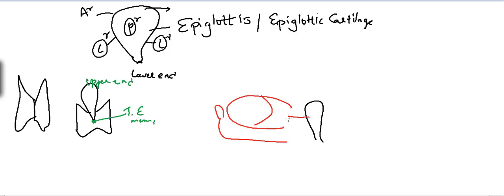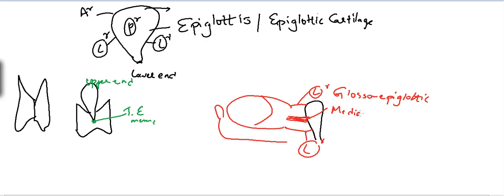One mucosal fold is there in the midline. It's called the median glossoepiglottic fold. Whereas two folds are there on either side like this. It's called the lateral glossoepiglottic fold. So what is glosso? Glosso means tongue. Epiglottic means epiglottis. So there is a pair of lateral glossoepiglottic folds and one median glossoepiglottic fold. These are the folds of mucous membrane, therefore it's called folds.